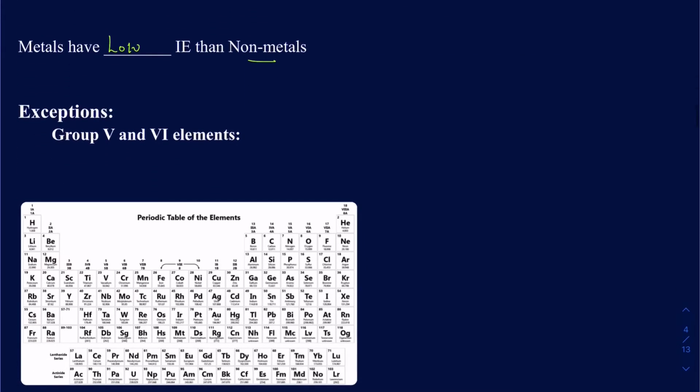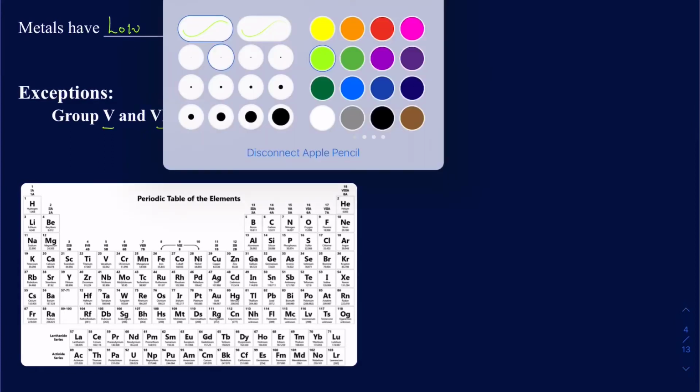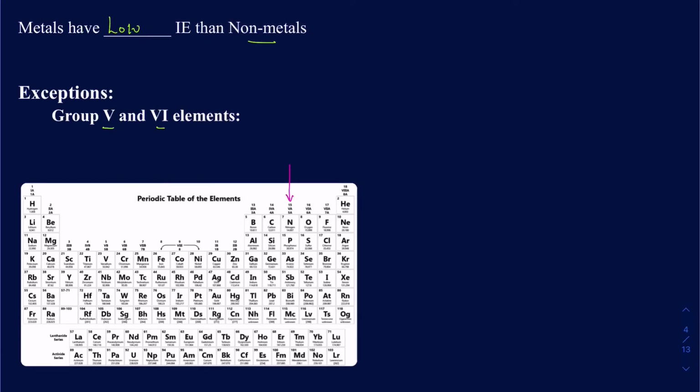Let's talk about some of the exceptions we have. One of the exceptions is in group 5 and 6 elements, actually. So when we're looking at group 5A and group 6A, assume I'm moving along from nitrogen to oxygen. You would expect nitrogen would have low ionization energy and oxygen would have high ionization energy. All right, so that's going to be your expected.